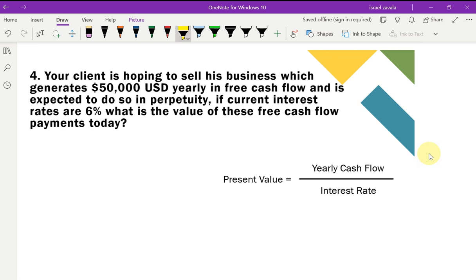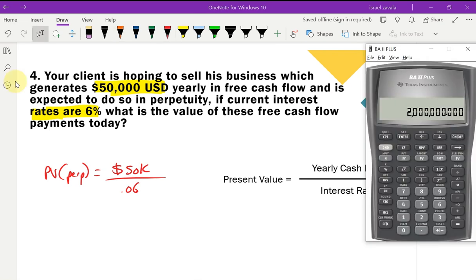Your client is hoping to sell his business, which generates $50,000 yearly in free cash flow, and is expected to do so in perpetuity. If current interest rates are 6%, what is the value of this free cash flow payments today? So simple, right? Present value of the perpetuity is the 50,000 divided by 6%. Okay, so clear our work.